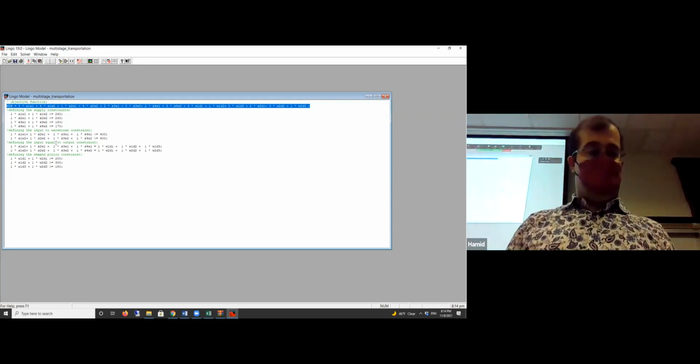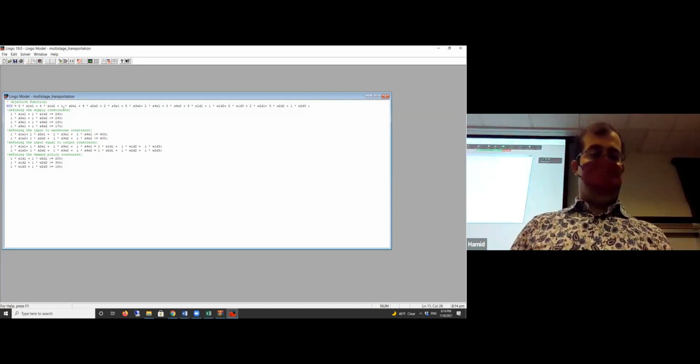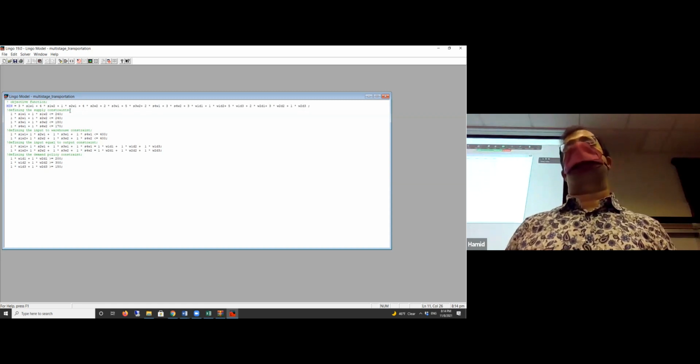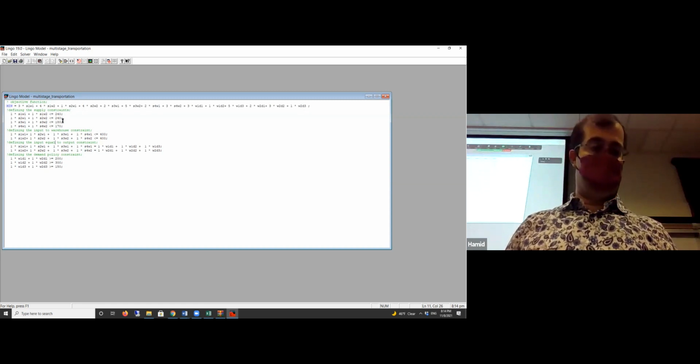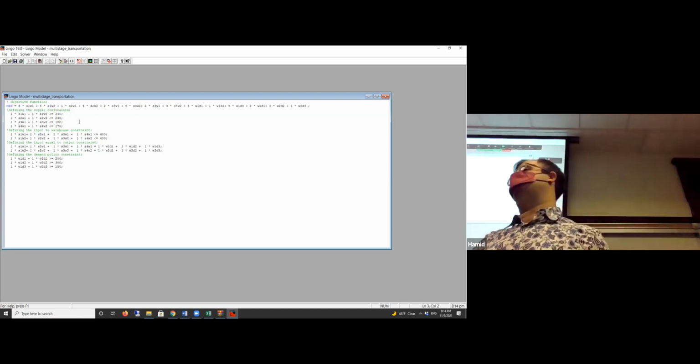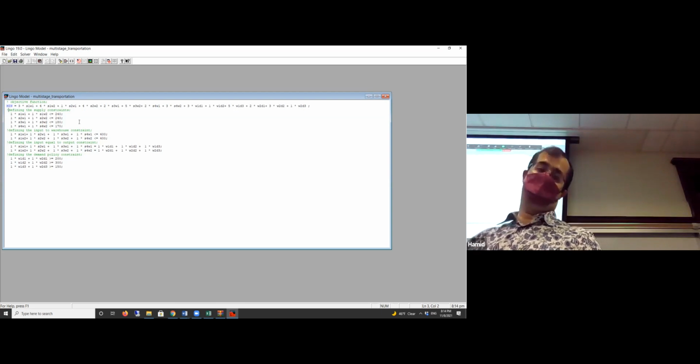Okay, let's look at the supply constraints. By the way, look at the exclamation mark. When you put an exclamation mark, you just make it a comment. The green line that you see there is just a comment, so it won't run.